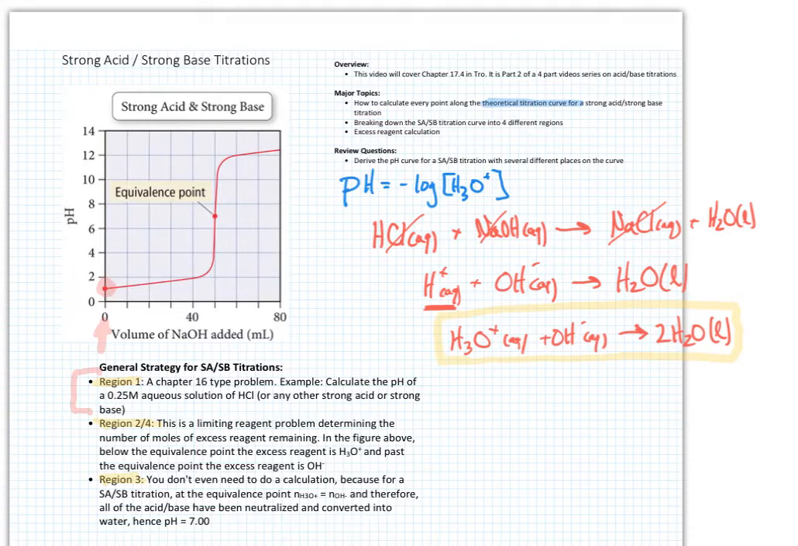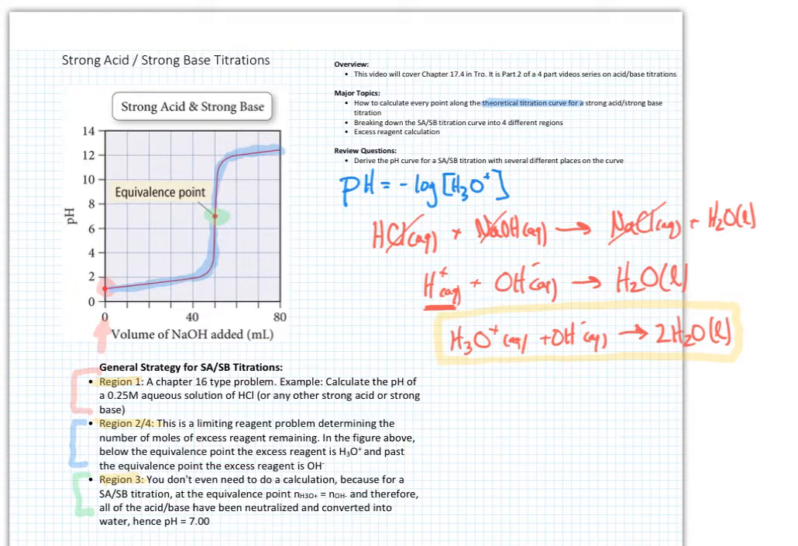Region 2 is going to be this region right after the very beginning and right up to the equivalence point, but not including the equivalence point. That's region 2, and I'm going to call region 4 just past the equivalence point, going on up to wherever. You just keep adding base and you get this. This is actually a limiting reagent problem. And then region 3 is actually at the equivalence point. So there's 3 distinct regions with 3 distinct ways to solve these problems.